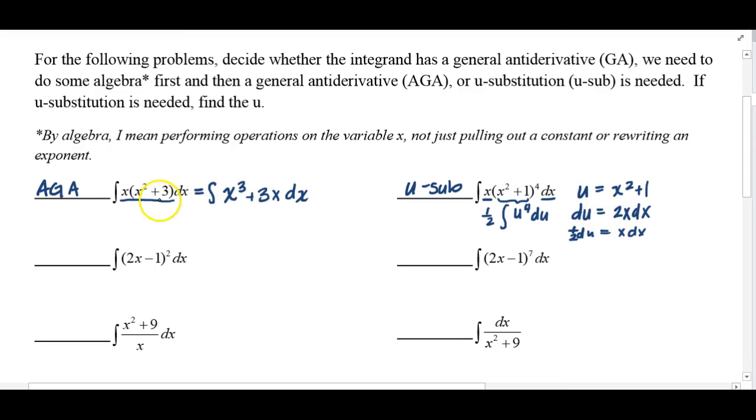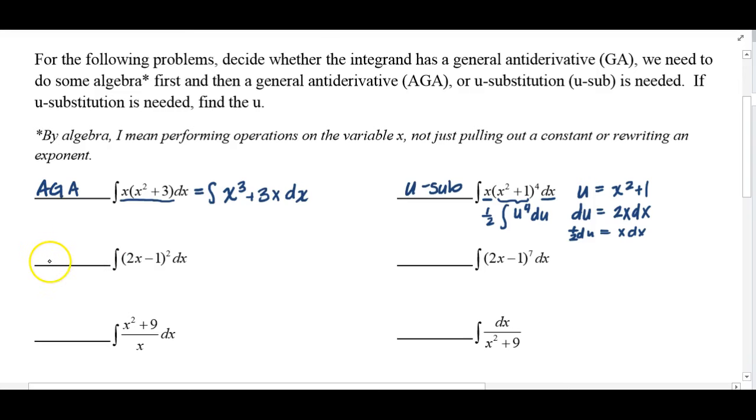Now, does that mean on this problem I couldn't use u substitution? No, it doesn't. I could have done u substitution here, but that was not the most efficient method. Here it would have been easier to distribute as we did with algebra and then do a general antiderivative of each piece with the power rule. Now looking closely at the next two, they're very similar as well. So I have 2x minus 1 squared and 2x minus 1 to the 7th.